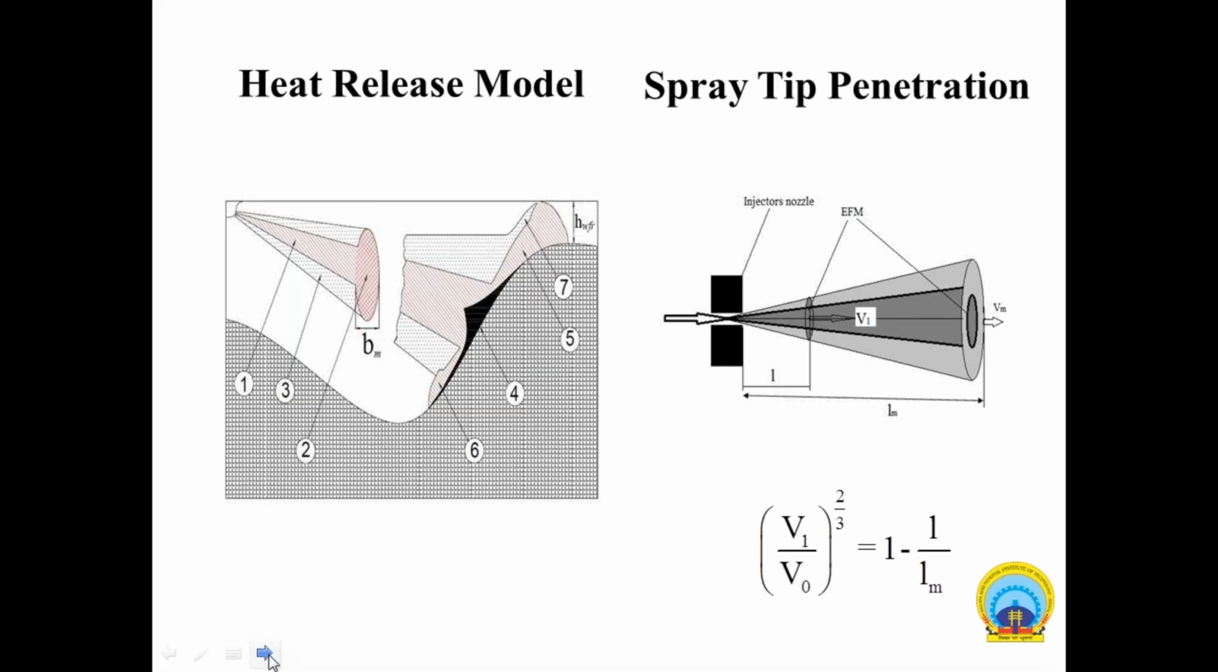So the current position and the velocity of the elementary fuel mass, that is our EFM, injected during a small time step and traveling from the injector towards the spray tip, is related in this figure also. The equivalent equation is given by this V_i by V_0, 2 by 3, this one. So V_i is the current velocity of the elementary fuel mass, this is EFM. So what is the main principle of this spray tip modeling?